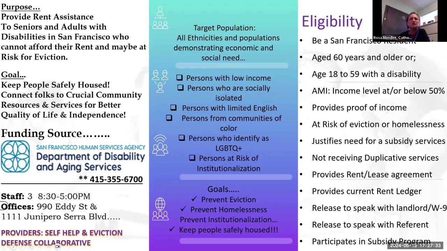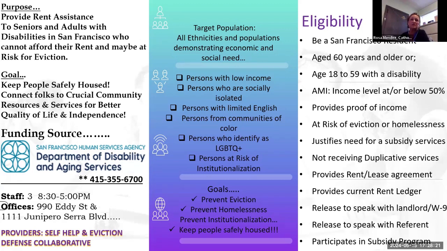The purpose of our long-term housing subsidy services is to provide rent assistance to seniors and adults with disabilities in San Francisco who cannot afford the rent and may be at risk for eviction. The goal of this program is to keep people safely housed, to keep them from eviction or from risk of being institutionalized or homelessness. Our other goal is to connect folks to crucial community resources and services, so they can live independently and have a better quality of life as well.